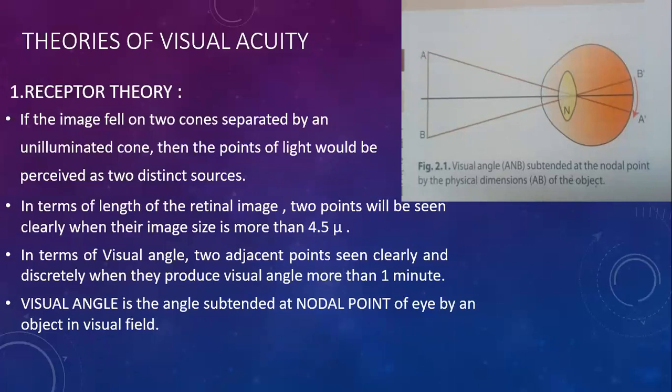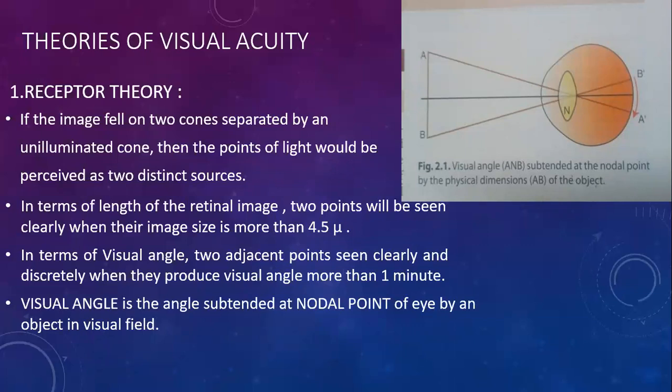Understood? So what is that telling in the receptor theory? We know that rods and cones are the receptors. So when two cones are separated by one cone in between, let's say two cones A and B, you have seen, in between there is a cone placed over there called O. So A and B you can see as two distinct sources.